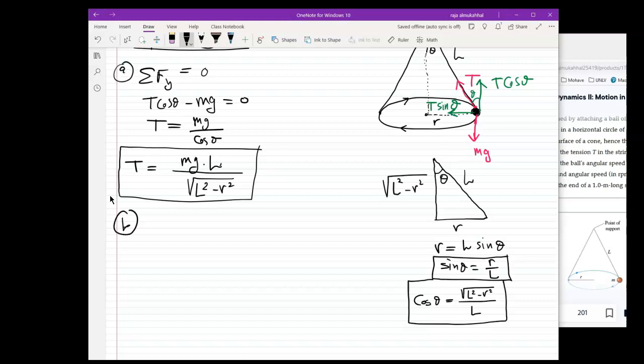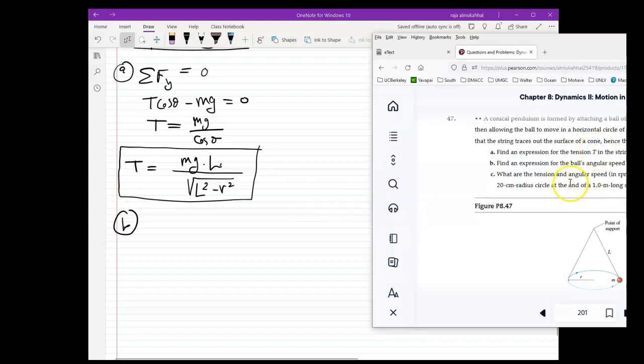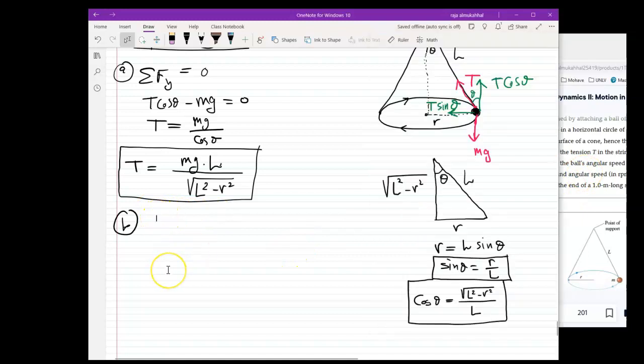Part B, he says, find an expression for the ball's angular velocity omega. Okay? Omega. Well, how do I do that? Well, let's forget about this for a sec. Let's get the sum of the forces in the x direction, which is basically that. Look at it now. The ball is going around in a circle. So that means there is a centripetal force, and the T sine theta plays the role of the centripetal force.